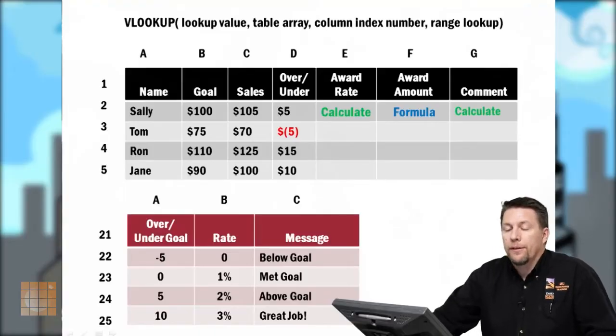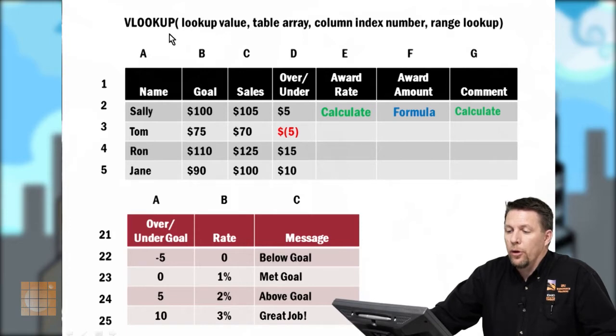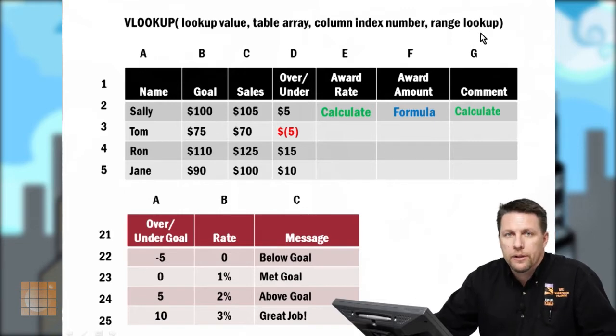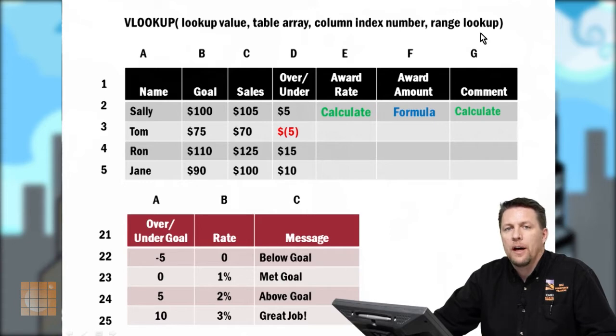First, let's take a look at what the VLookup function really looks like and what it entails. The formula reads like this: VLookup, open parentheses, lookup value, comma, table array, comma, column index number, comma, range lookup, and then the closing parentheses. Now, the purpose of this VLookup function is to look at information from one table, find it in another table, and then give you back some additional information.